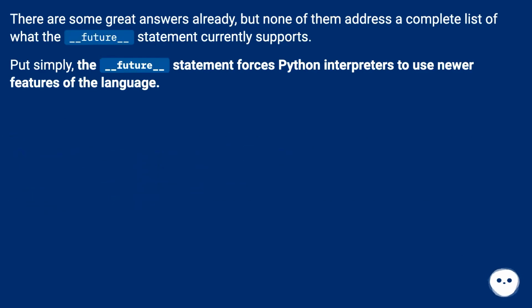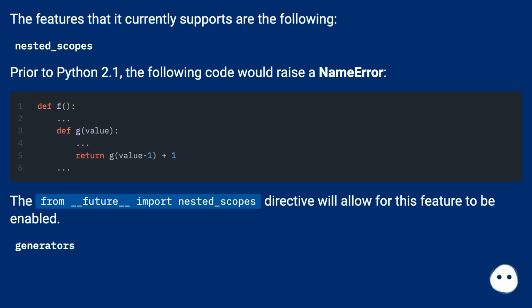There are some great answers already, but none of them address a complete list of what the __future__ statement currently supports. Put simply, the __future__ statement forces Python interpreters to use newer features of the language. The features that it currently supports are the following. Nested_scopes: prior to Python 2.1, the following code would raise a NameError. The from __future__ import nested_scopes directive will allow for this feature to be enabled.